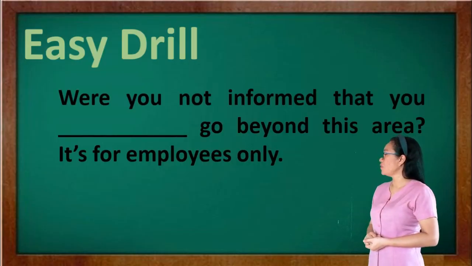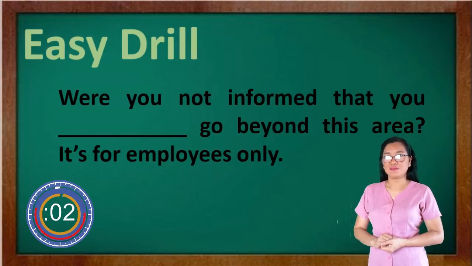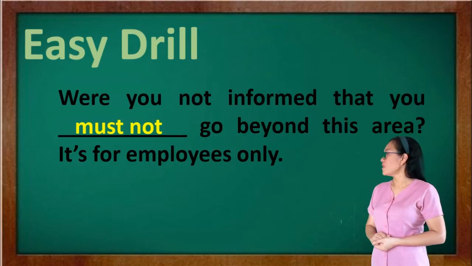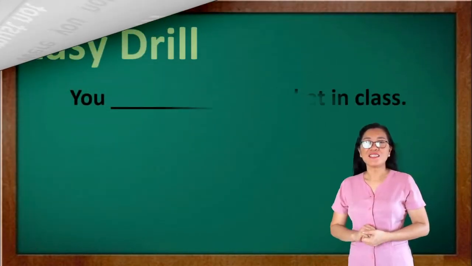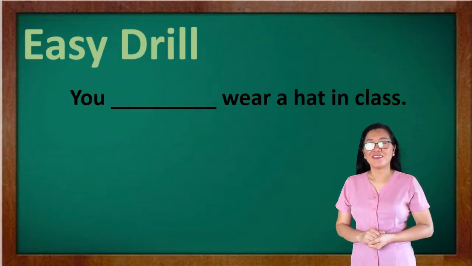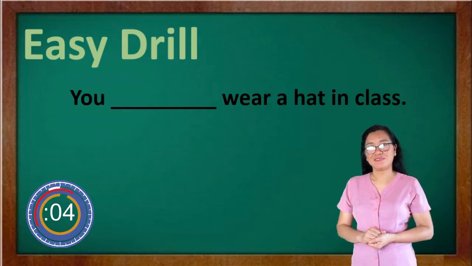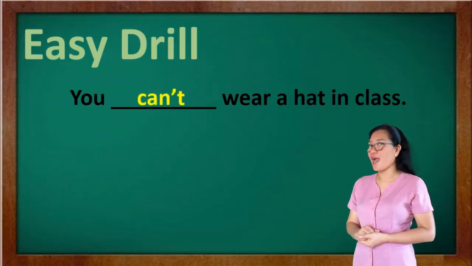Were you not informed that you blank will be in this area? It's for employees only. The answer is must not. Were you not informed that you must not go beyond this area? It's for employees only. Let's have the next sentence. You blank wear a hat in class. The answer is can't. You can't wear a hat in class.